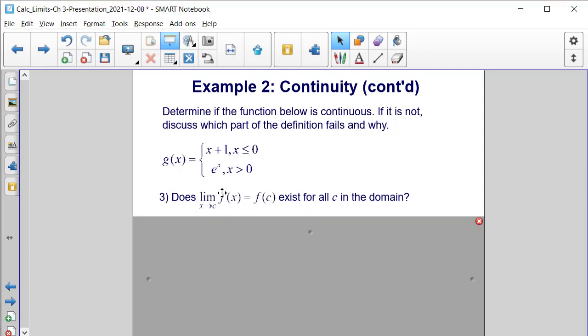And the third thing that we have to check, or question that we have to answer, is, does the limit of f of x as x approaches c equal the function value at c? Does this exist for all c values within the domain? Well, we know for any x values that are less than 0, it would definitely work, and we could use direct substitution and get f of c being equal to the limit of f of x as x approaches c. The same would be true for x values greater than 0. We could use direct substitution, and we can evaluate the function. They would always end up being the same thing.